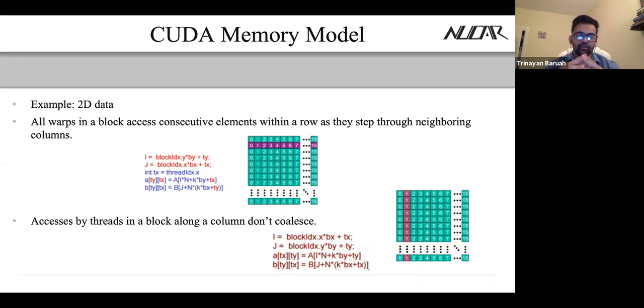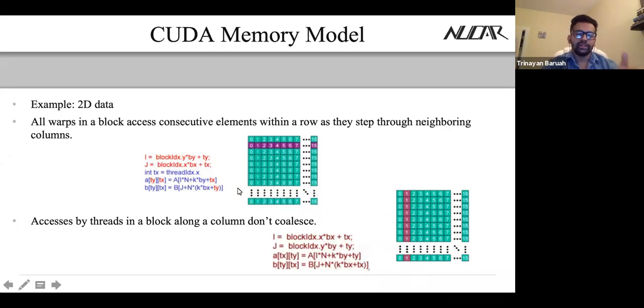You want to have this idea of what is row major and column major. In C, or in CUDA C, since CUDA is based upon C extensions, it follows row major order, which means that elements in the same row are laid next to each other. And that's why they can be coalesced.